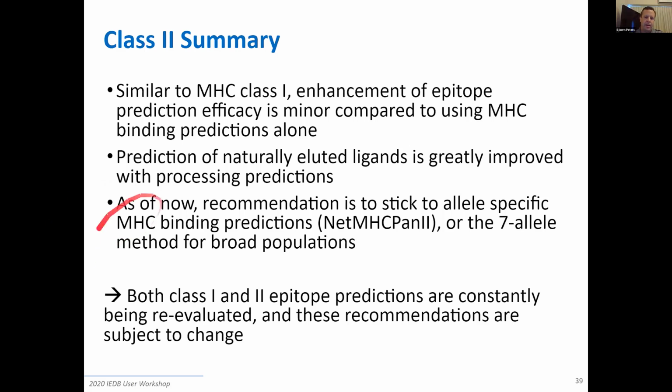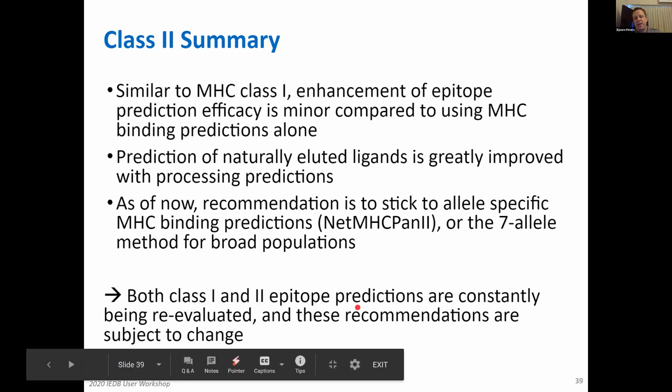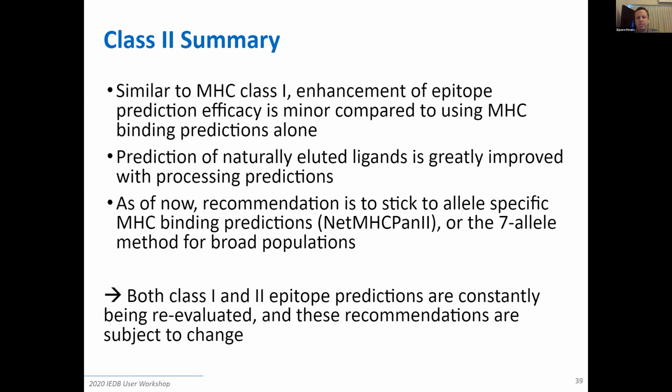So ultimately, let me stop here. Both class 1 and class 2 epitope predictions are constantly being reevaluated. As I said before, that includes the processing predictions, and these recommendations, as everything else we're giving you, are potentially subject to change. Let me also say that for class 1, this was my PhD. I worked on trying to get processing predictions incorporated, and I showed how they get better at predicting epitopes. And I had to admit myself that this is not the best approach.